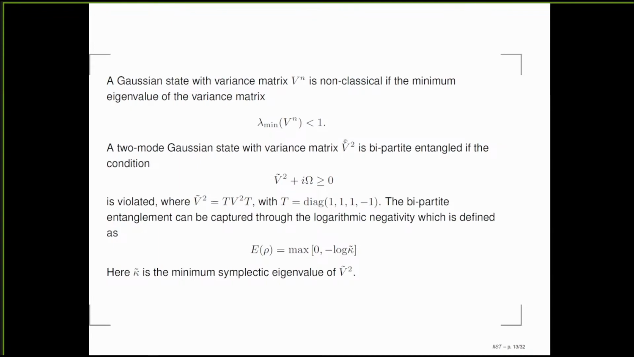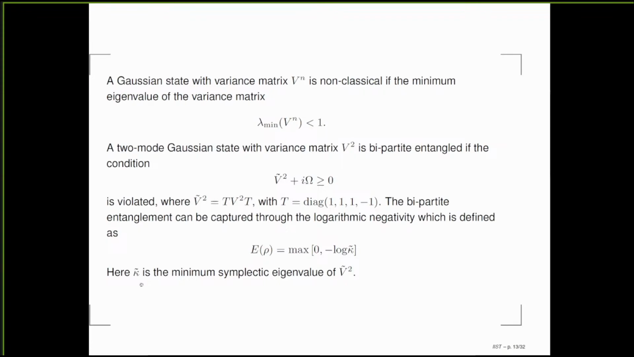Another observation is that if you have a 2-mode Gaussian state, you check for a modified uncertainty principle, where you conjugate the given variance matrix by this operation T. T is basically [[1, 1], [1, -1]]. If this modified uncertainty principle is violated, then we know that the given 2-mode state is entangled. And using the symplectic eigenvalues of this V tilde 2, you can define logarithmic negativity, which is, quote unquote, a measure of bipartite entanglement of that 2-mode Gaussian state.